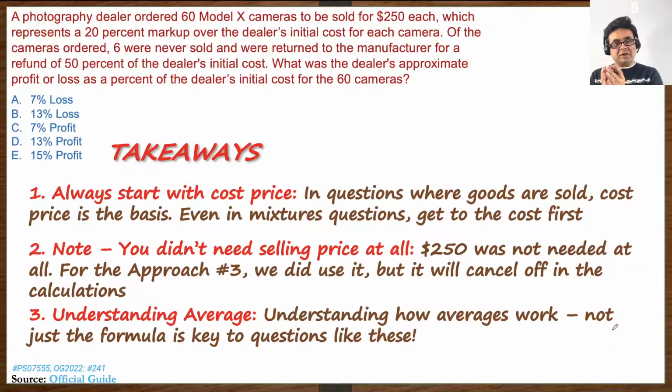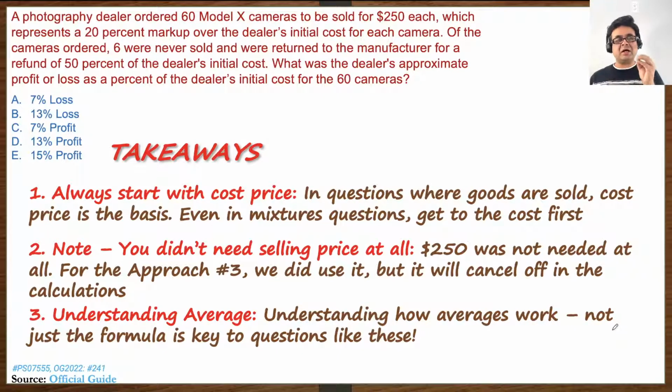The other thing, if you notice, we did not need the selling price at all because it cancelled out in the end. All that was given is the cost price, because we were already given ratios and profit based on the cost price, 20% markup and 50% of the initial cost, right?